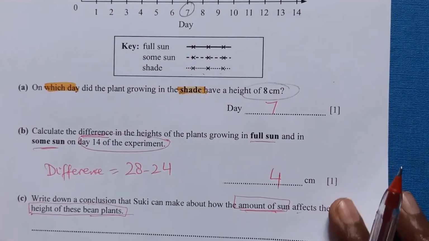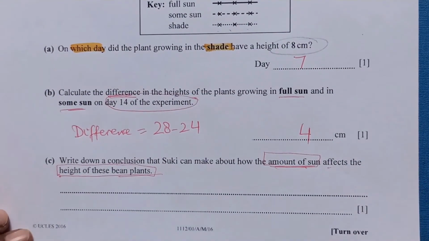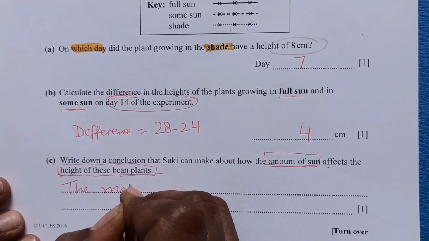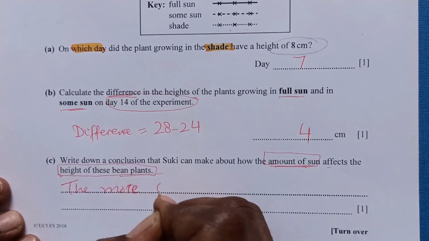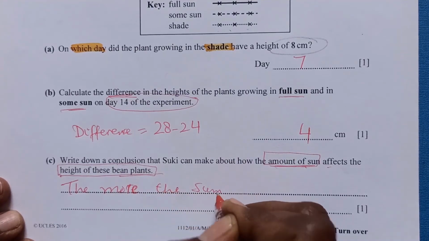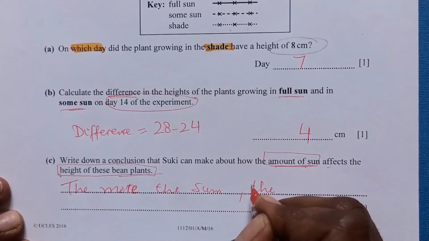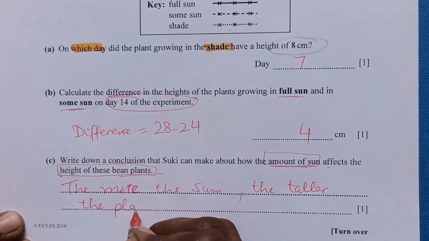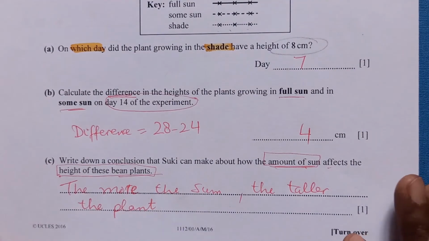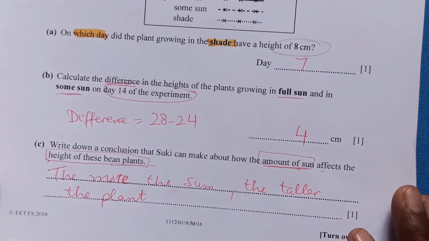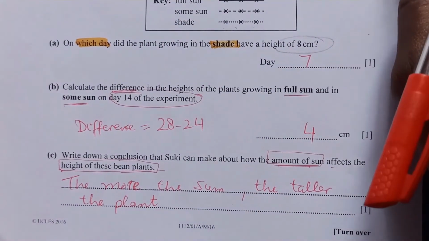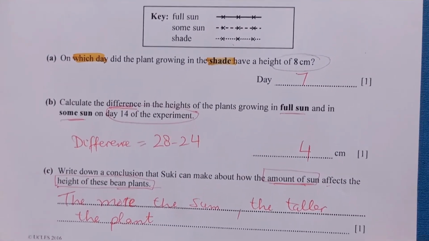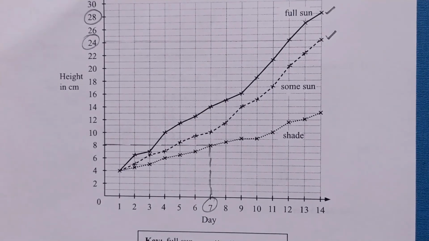So what we can write down here, that conclusion, the more the sun, the taller the plant. You can write down in your own words, like you can say as the amount of sun is increasing, the height of the bean plant is also increasing. So that's question number 9. So let's move to next question.